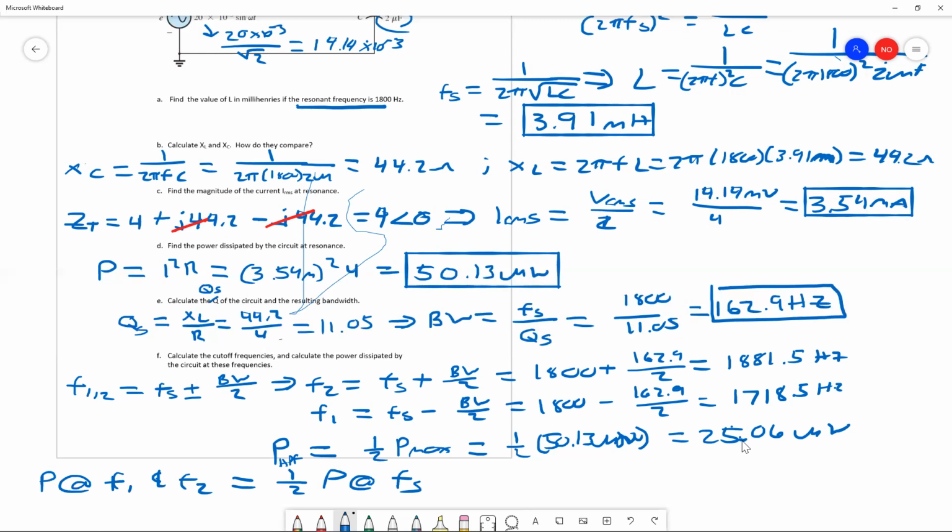You could also just plug it in and resolve for the circuit, but your exam is a limited time evolution, so you're going to want to know this little fact here at the bottom. Power at the two cutoff frequencies, F1 and F2, is equal to 1/2 of the power at the resonant frequency. Okay, so write that down.